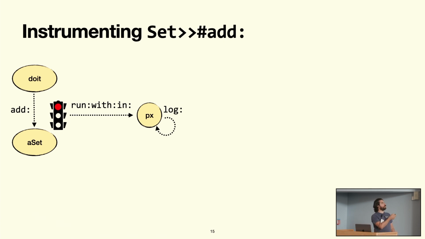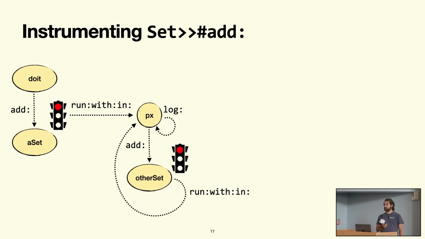We're going to log something. Now, what I didn't tell you before is that the log is actually implemented using another set, and then we are going to send add to that other set. What happens there is that the set add message will also get trapped by the same proxy. So it will get stopped in the middle of this execution, and we are going to send run within again to the proxy. I don't know if you see it, but we are going to just loop around this thing.